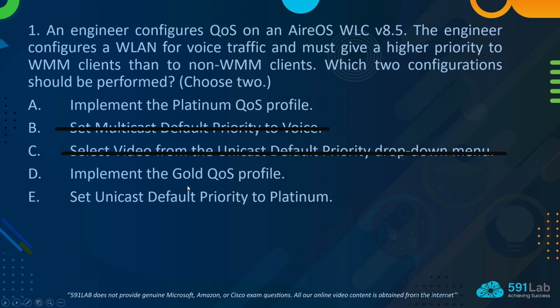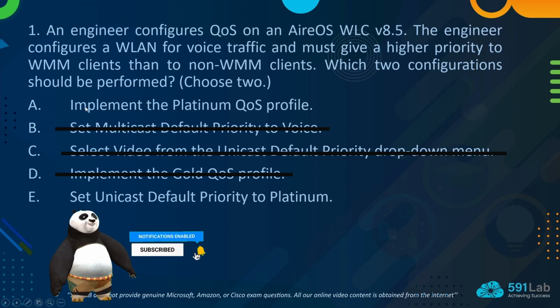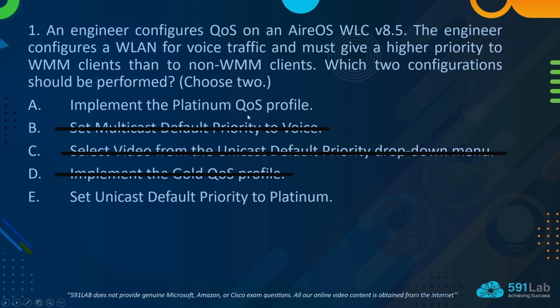And also, we talked about the gold QoS profile. The gold is also for the video, and in our case, it's not what we want. So we do not want this option as well. The best options to choose is to implement the platinum QoS profiles, just like we saw in the previous picture. So the platinum is used for the voice traffic, and also we set the unicast default priority to platinum. So we set the highest priority to the voice calls. Okay, so the answer is going to be A and E.